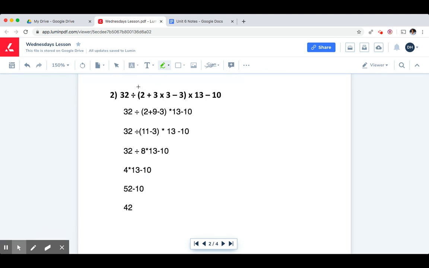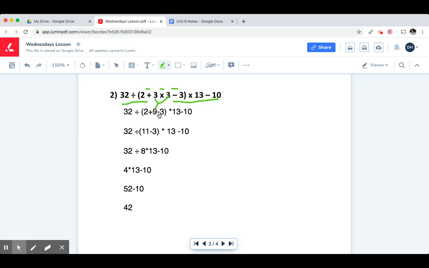In the next problem, we have parentheses again. In this parentheses, there's addition, multiplication, and subtraction. Multiplication is more powerful, so we'll do that first. 3 times 3 is 9, and I copy everything else, making sure to include the parentheses because I'm not done with it.